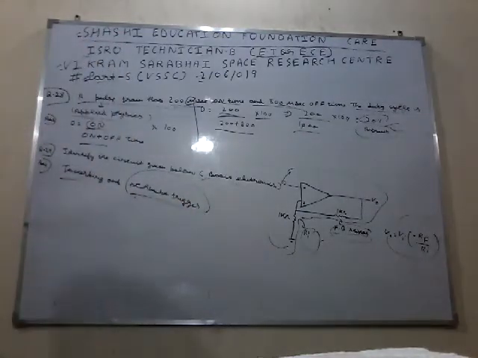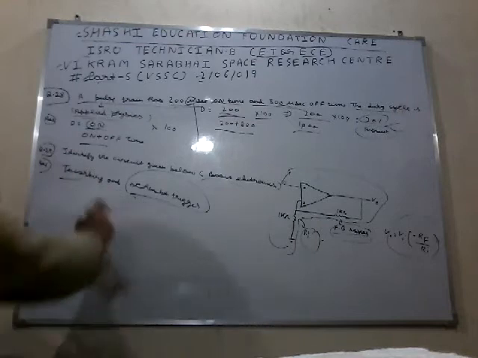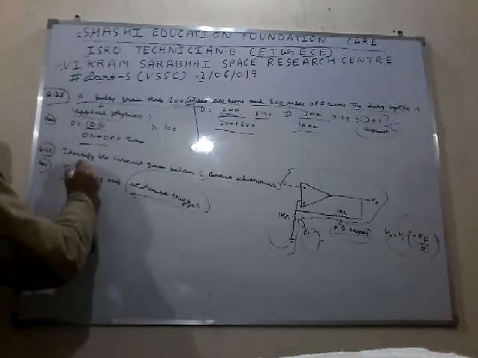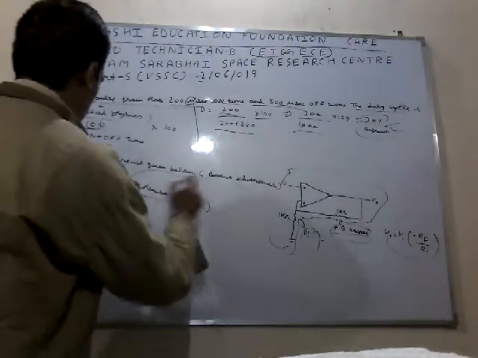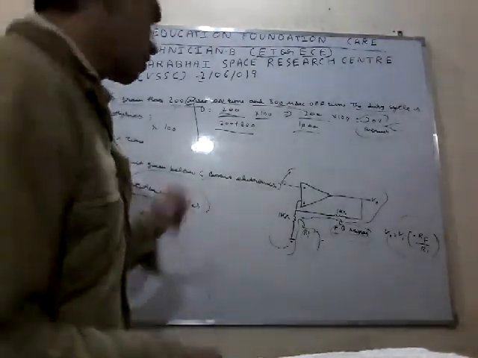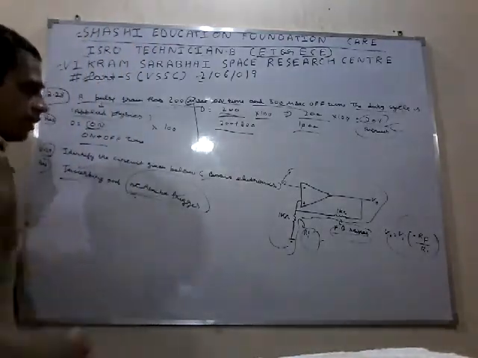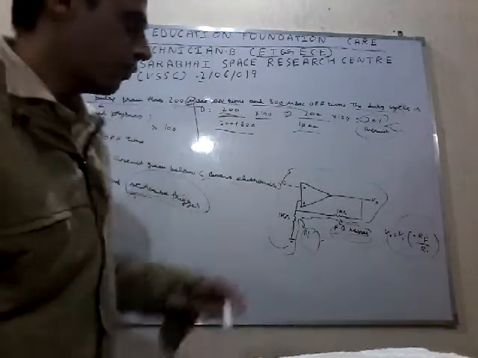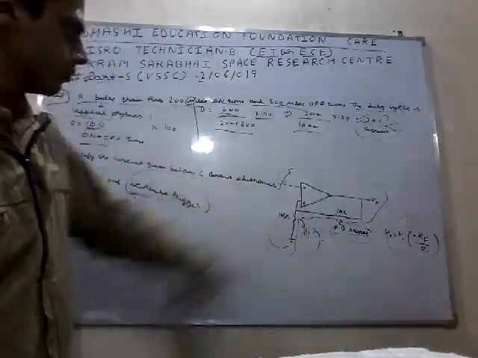But if we didn't get both options, we have to take only one option, whether it is schematic or inverting. According to the ISRO scenario, their answer sheet says schematic. If you identify this figure, this is a very tricky question.